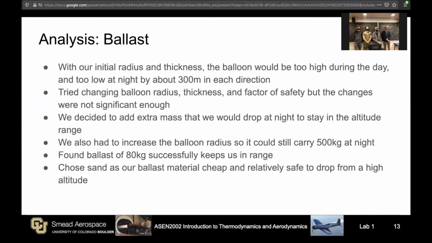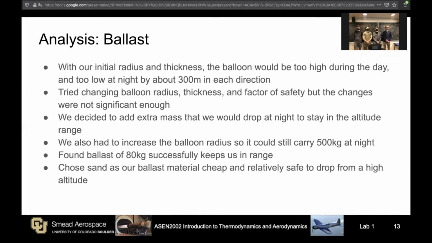So with our initial radius and thickness, the balloon would be too high during the day and too low at night by about 300 meters in both directions. And we tried changing our radius and thickness and factor of safety to try to get it to stay within our 2-kilometer range, but those changes weren't significant enough. So we had to add a ballast.